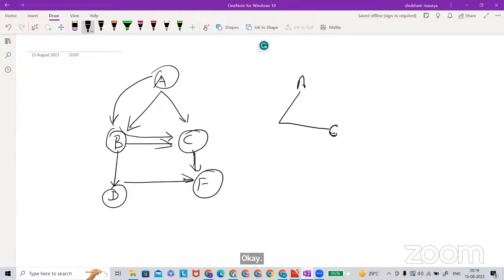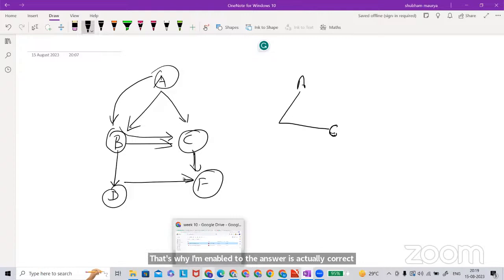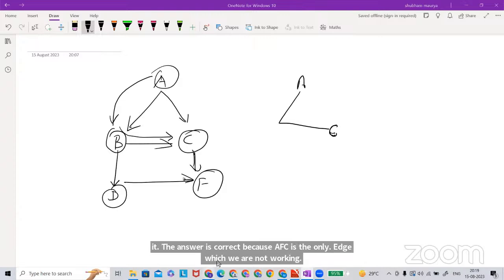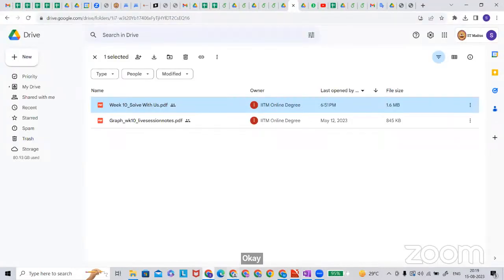Sir, just a minute. I'm missing something, that's why I'm unable to get from F to D. The answer is actually correct, because A to C is the only edge which we are not using. That's why it's a forward edge. Sir, you wrote the wrong arrow from F to D.